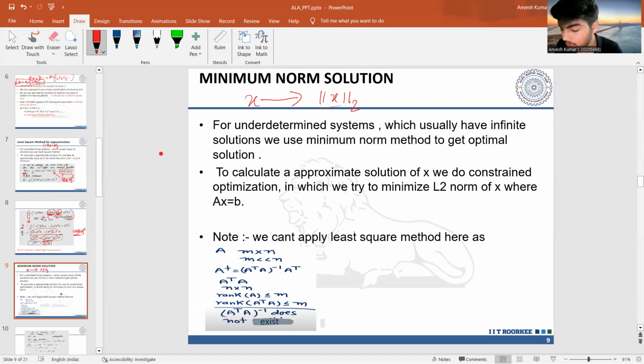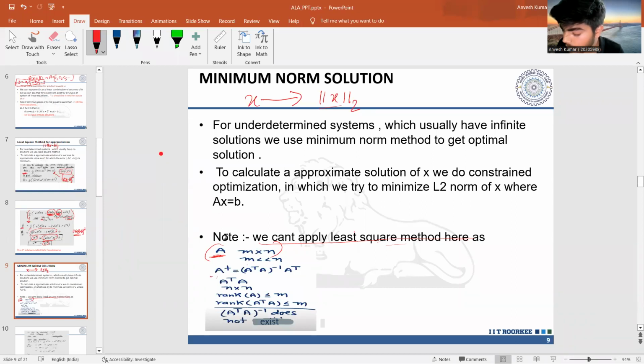And how will we do this? We will do this again by the same method, by applying constraint optimization and then differentiating with respect to the two variables that it has. A note is that we cannot apply the least square method on an underdetermined system. Let A be an M cross N matrix, and for an underdetermined system we know N is greater than M.